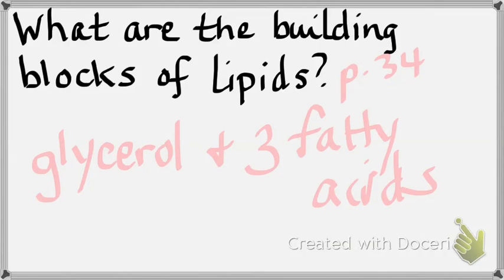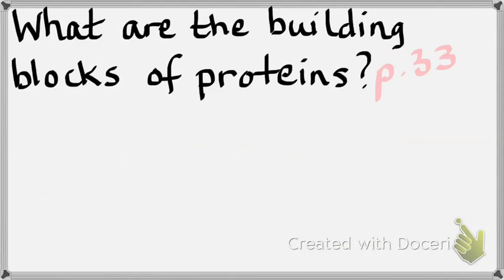And again, that was page 34. And then the last part of number two. Oh, the first question, number two. What are the building blocks of proteins? Everybody knows this one. I'm just abbreviating it because everybody knows it. AA, amino acids.